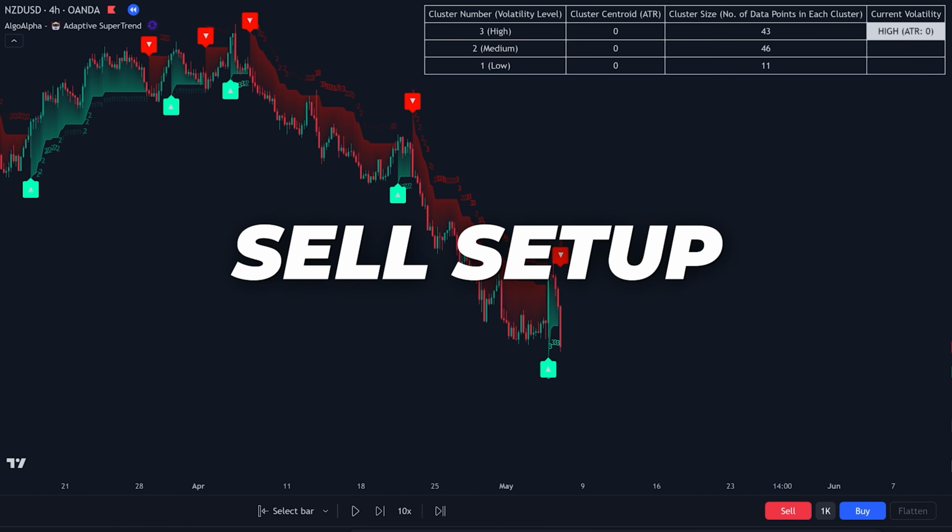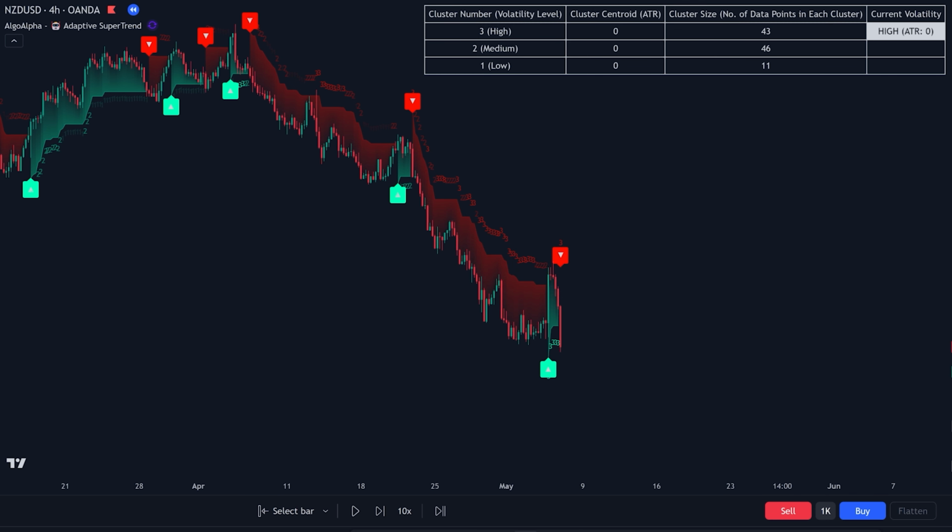Sell trade setup. The Machine Learning Adaptive SuperTrend indicator has identified a strong bearish trend, with the price moving downward within the red trend zone. The recent bounce from the upper boundary of the trend channel is confirmed by the red triangle, signaling a potential sell entry. The current high volatility provides further confirmation that the market is likely to continue its downward movement, making this a good opportunity to enter a short position.